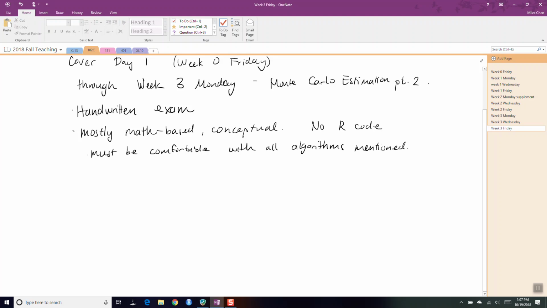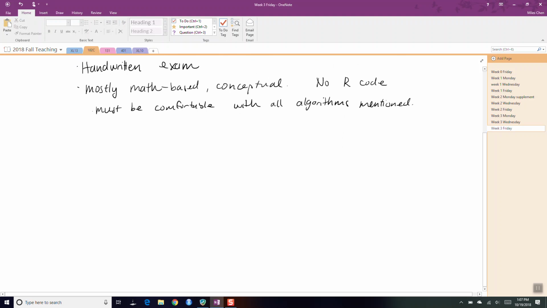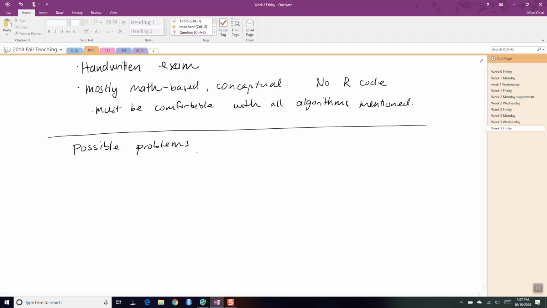Okay, and I'm trying to figure out how much to fit into the exam, but I'll say possible problems. Okay, some, maybe all possible problems. Okay, so one, you might have an inverse CDF problem.